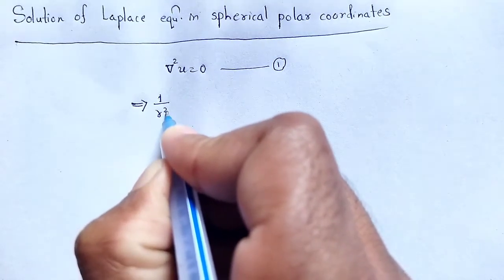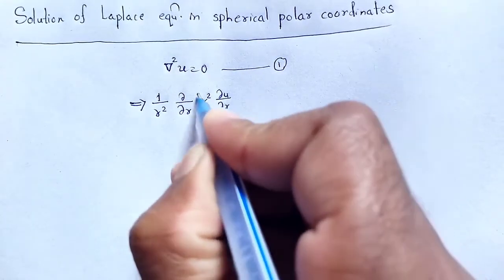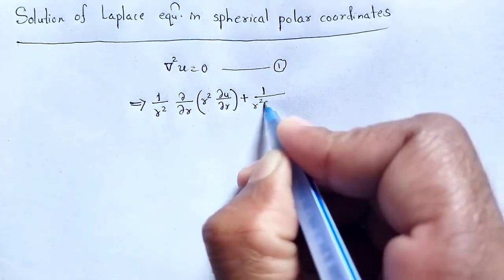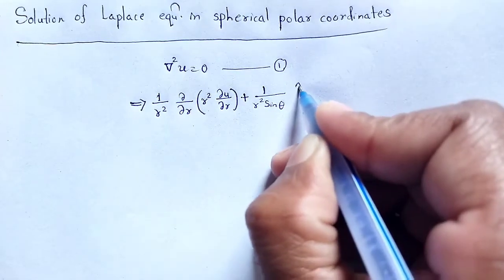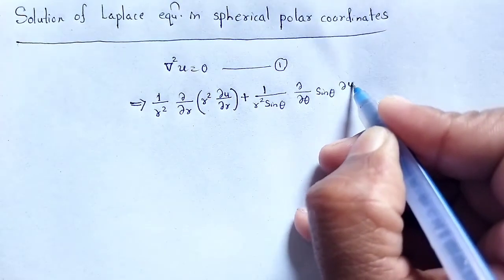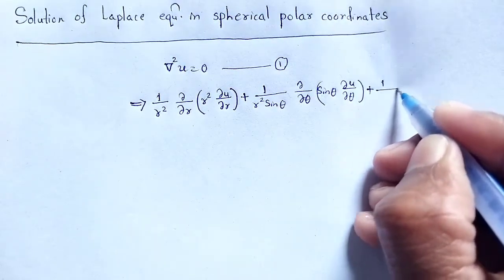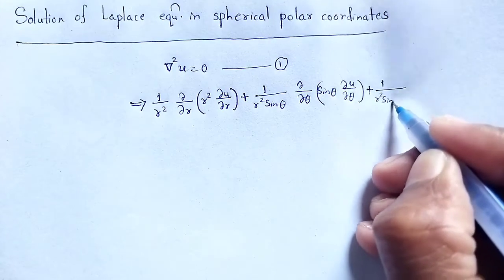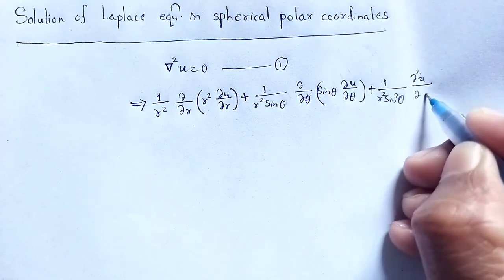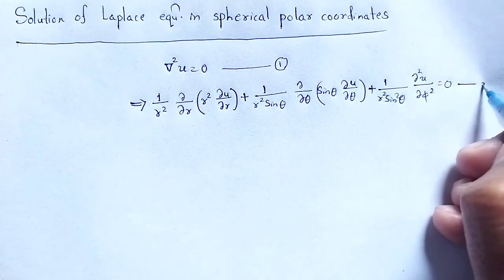1 by r square del by del r of (r square del u by del r) plus 1 by r square sin theta del by del theta of (sin theta del u by del theta) plus 1 by r square sin square theta del 2 u by del phi 2 is equal to 0. That is equation number 2.